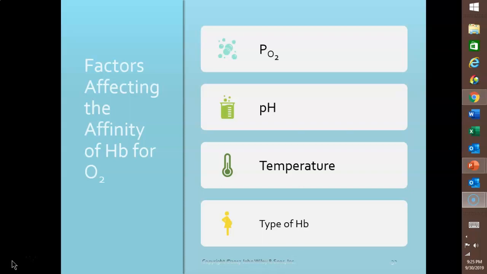Also, the partial pressure of CO2, because CO2 can bind to hemoglobin. So the effect is pretty similar to that of acids. As the partial pressure of CO2 rises, hemoglobin releases more oxygen. Partial pressure of CO2 and pH are related factors because low blood pH or acidity results from high CO2. As CO2 enters the blood, a lot of it's going to be temporarily converted to, I'm sorry, carbonic acid.